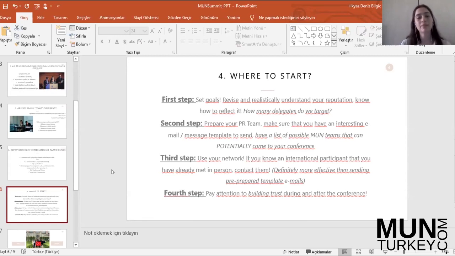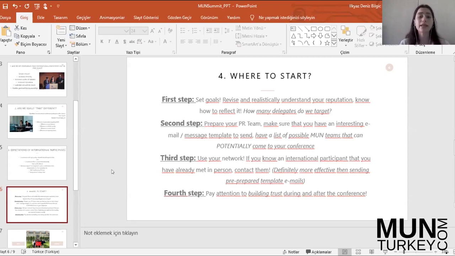Second step, prepare your PR team. Make sure that you have an interesting email or message template to send, and have a list of possible MUN teams that can potentially come to your conference. I have always been talking about being realistic, and this rule applies here exactly. For example, I would not spend a lot of my time inviting a delegation from the United Kingdom or America, but maybe nearer countries such as German delegates or Greek delegates. So you also have to think geographically at this point. You have to have a list of potential MUN teams that could come to your conference, from the most relevant to the least.